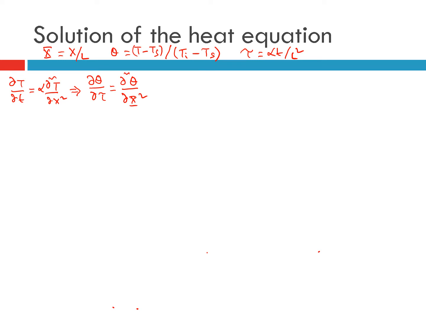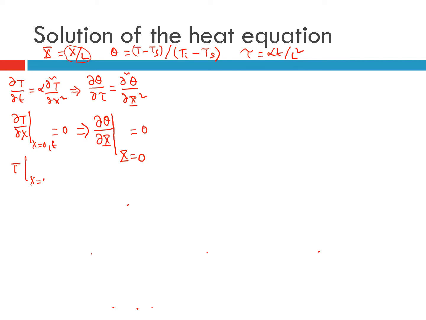Okay, and let's also write the boundary conditions. So at the center it was del T del x at x equal to 0 for all time t is equal to 0. So this in non-dimensional form would be del theta over del x at x equal to 0, because capital X is small x over L is equal to 0.